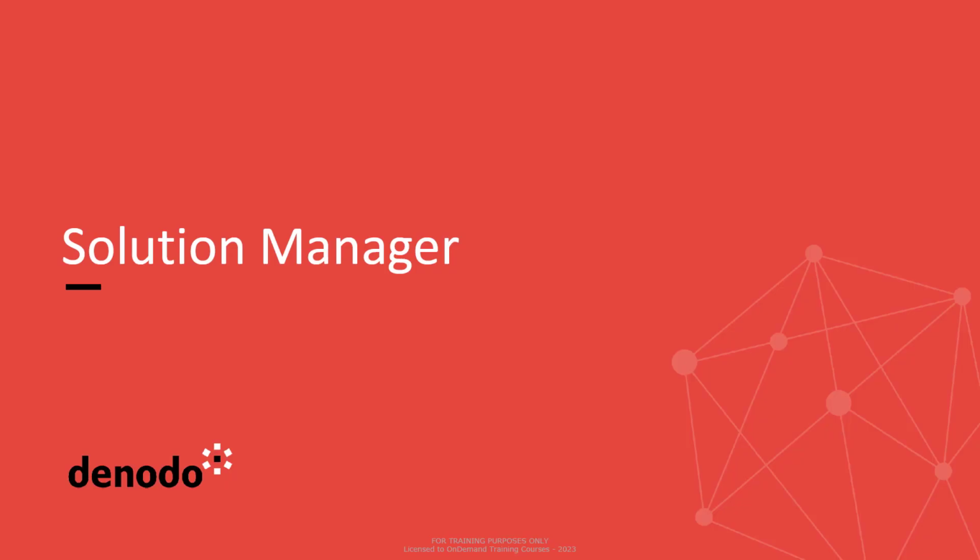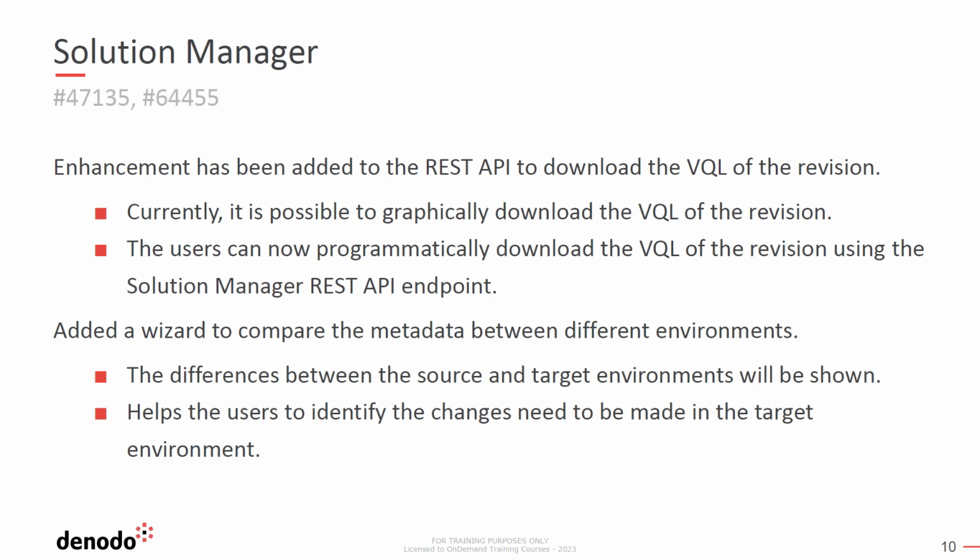We will now review the Solution Manager enhancements. Currently, the users can manually download the revision from the Solution Manager. Starting this update, the Solution Manager REST API has been included with an option to programmatically download the VQL of the revision by providing a REST API endpoint. This functionality will help the users to fully automate the migration process by leveraging the Solution Manager API.